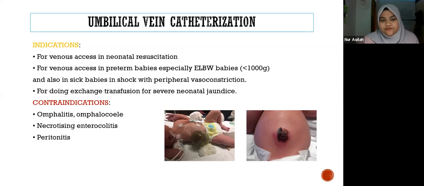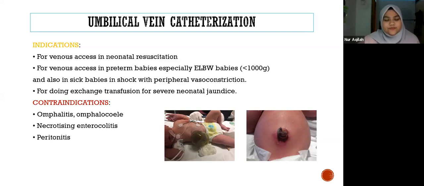So the indication first is for venous access in neonatal resuscitation and also for venous access in preterm baby, especially in extremely low birth weight baby, less than 1,000 gram, and also in sick baby in shock with peripheral vasoconstriction. Mainly this is for neonatal fluid resuscitation basically. And also umbilical vein catheter is used for exchange transfusion in the case of severe neonatal jaundice.